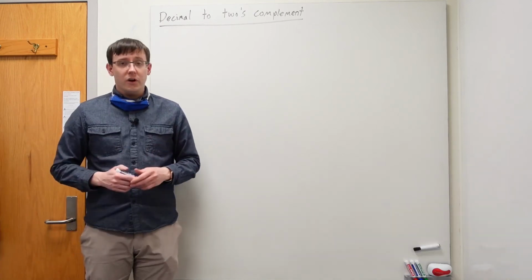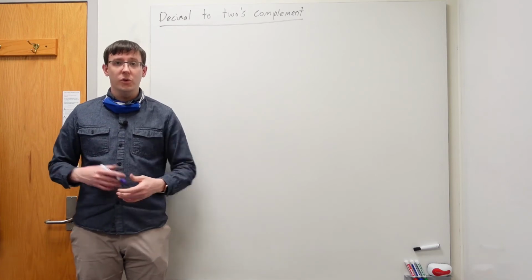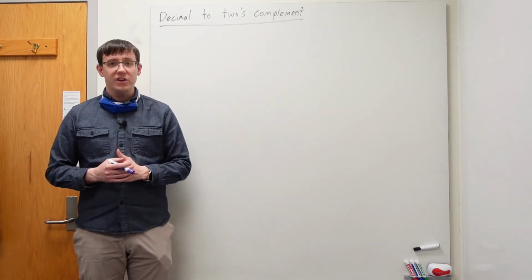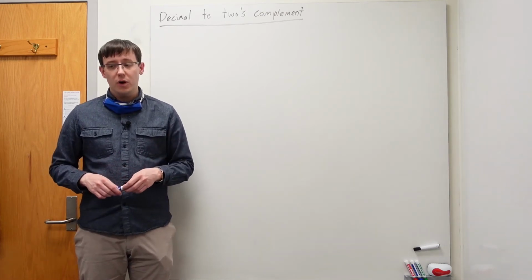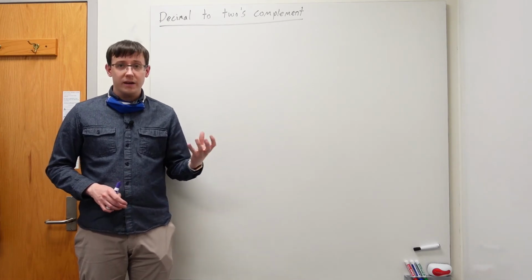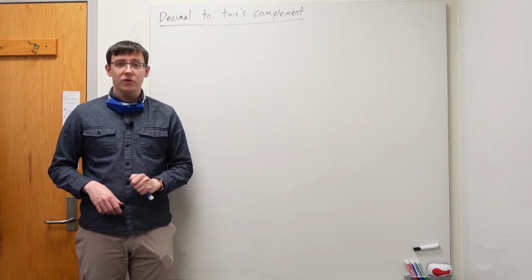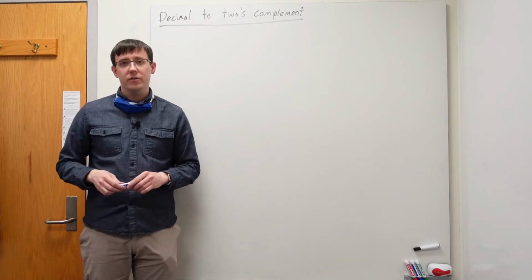So what we're really talking about here is how to convert a negative number in decimal to a 2's complement representation of that negative number. And broadly speaking, we have two approaches. One of which is to build the negative number directly, and the other of which is to build a positive number and then turn it into a negative number.